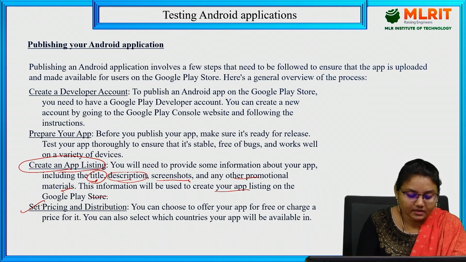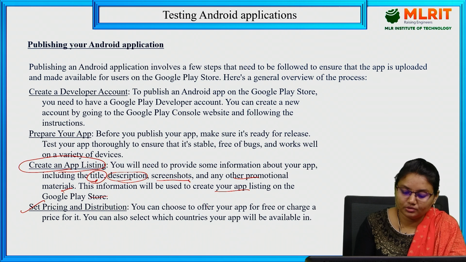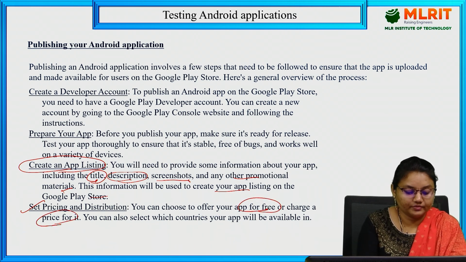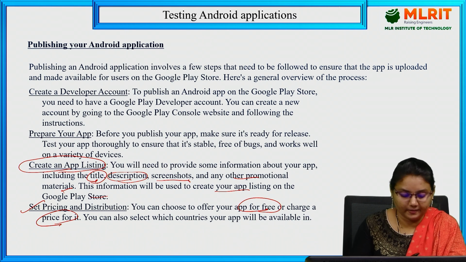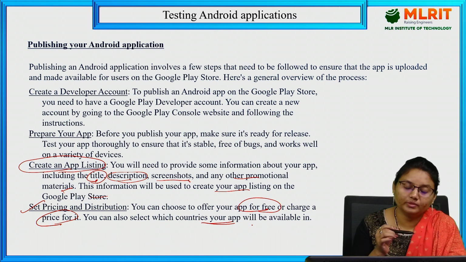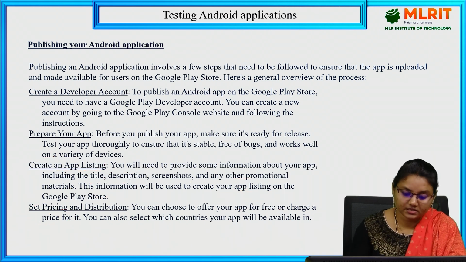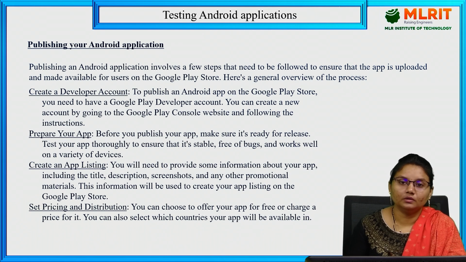And set pricing and distribution. You can choose to offer your application for free or charge a price for it based upon its demand. You can also select which countries your app will be available in. If it should be available only in India, then you need to select such options. So that customization is possible in your Google Play Store while you are publishing your application.